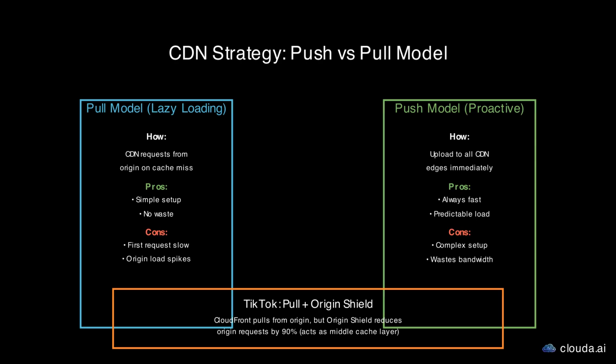TikTok uses a hybrid approach, pull model with Origin Shield. CloudFront pulls content on demand, but Origin Shield acts as a middle cache layer between edge locations and the origin. This reduces origin requests by 90%, combining the simplicity of pull with the performance of push.